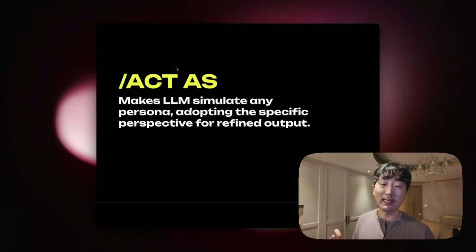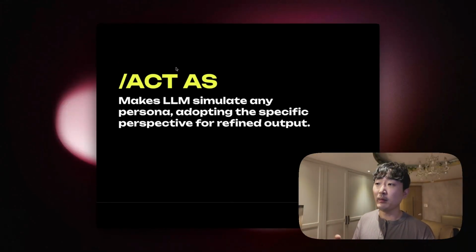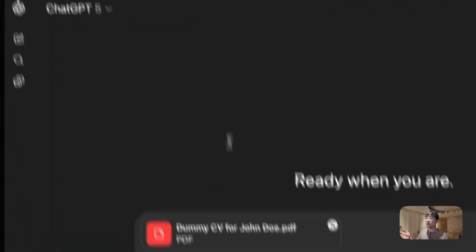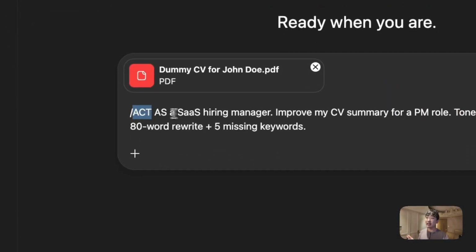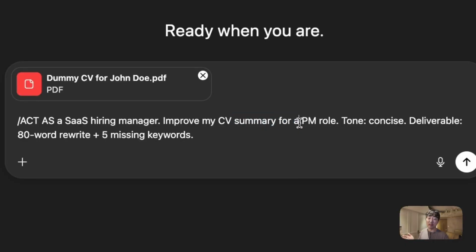So the first here is act as. I talked about this in other videos, but act as is a great way to give a persona or role to your LLM so that it can adopt a specific perspective when giving you an output. An example of this would be I wrote down, act as a SaaS hiring manager and then improve my CV summary for a PM role.